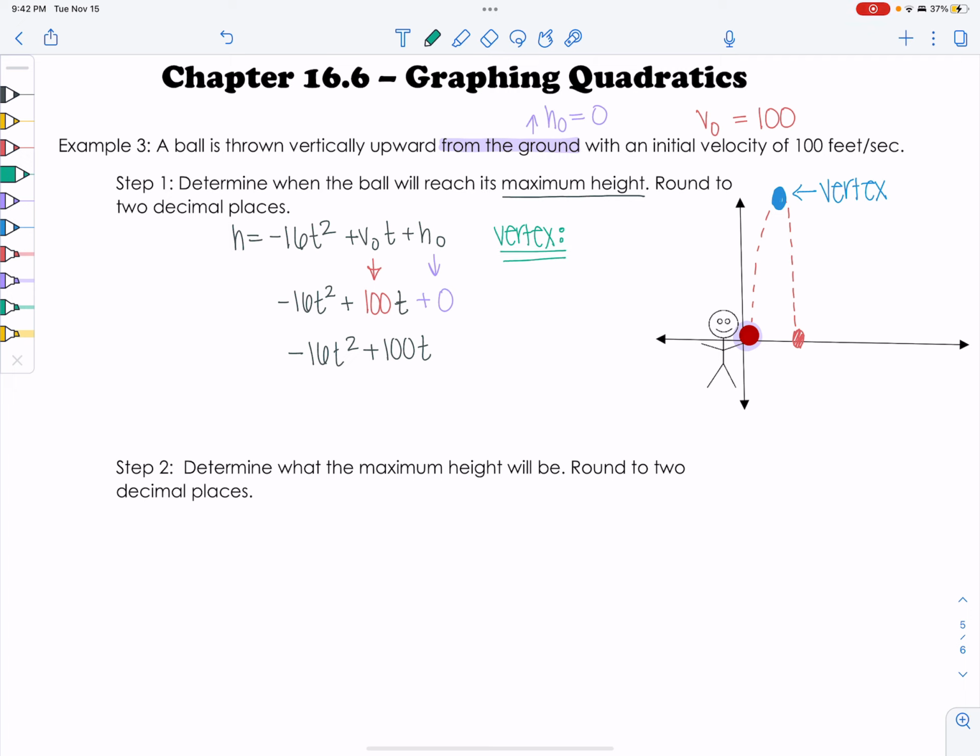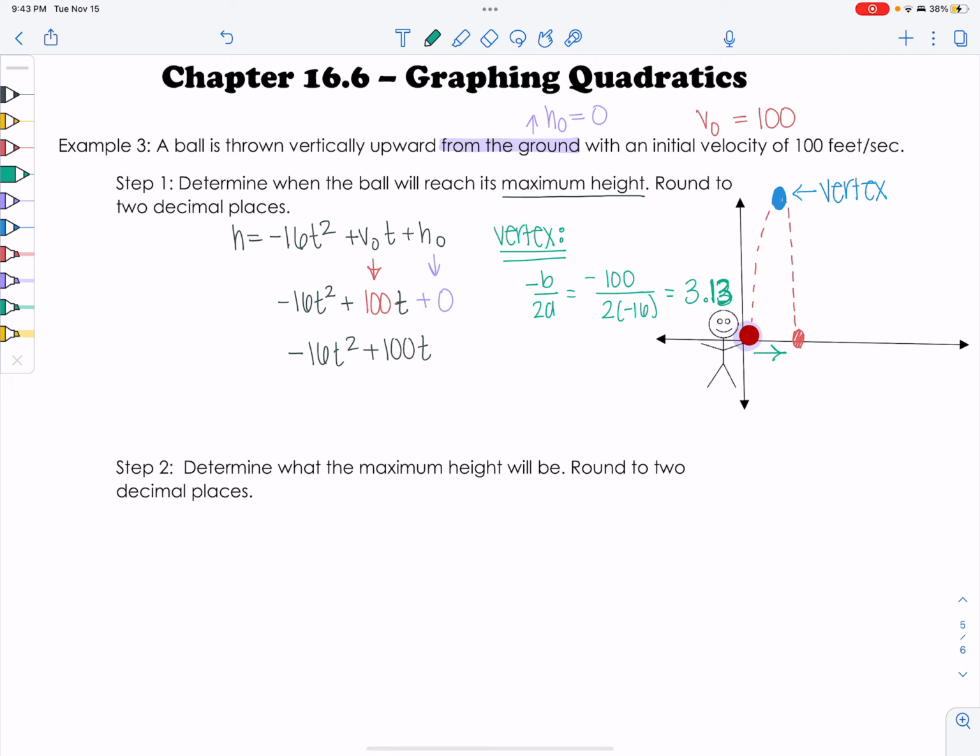The vertex is going to be negative b over 2a. Well, negative b, which is negative 100, over 2 times a. I'm going to type that in. And I get out an x-coordinate of 3.125, but it says round to 2 decimal places, so we're going to say 3.13.